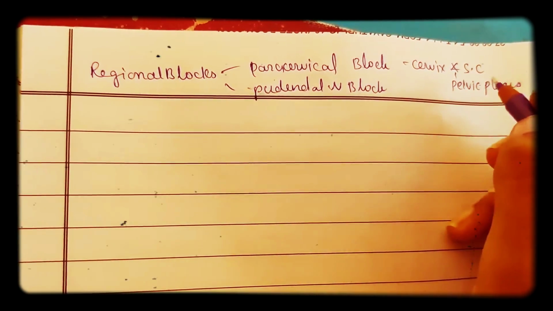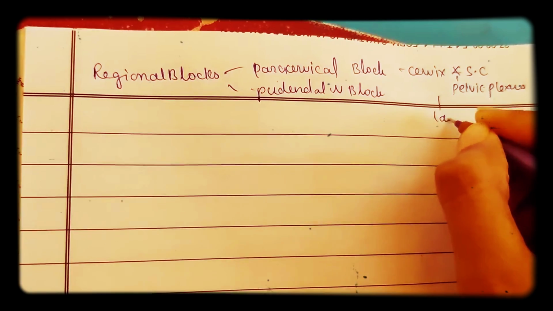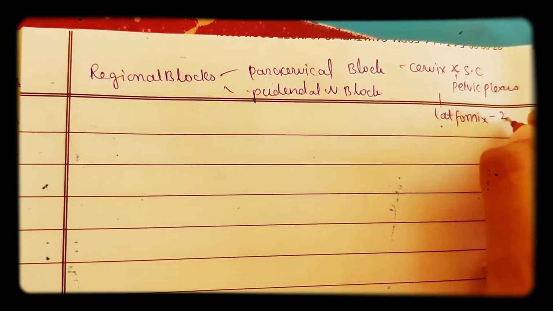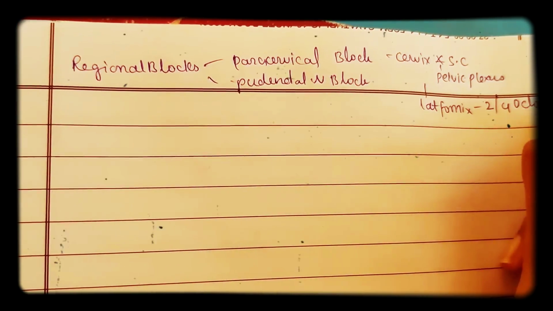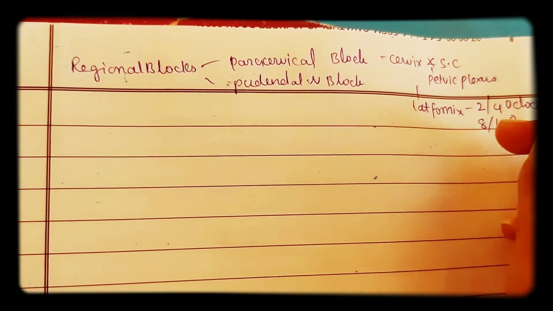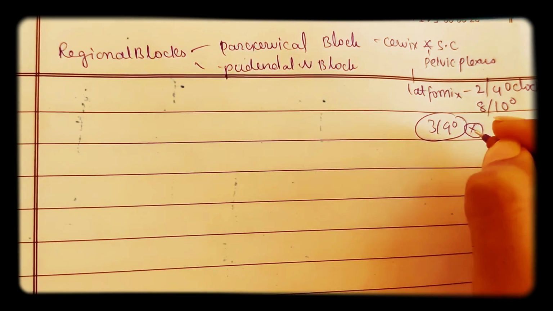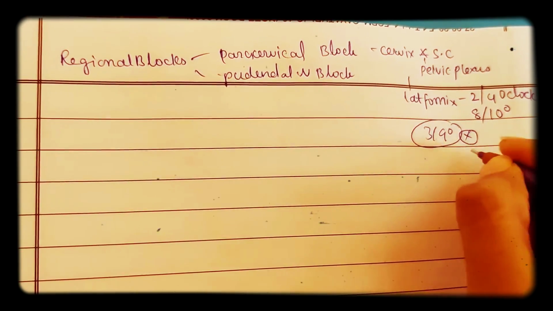Okay, so the site where you are going to give this injection is the lateral fornix. In the lateral fornix of the vagina you will give it, especially at the 2 or 4 o'clock position, or you can give it either at the 8 or 10 o'clock position. Remember, don't give the injection at 3 or 9 o'clock. Don't give it in this position, because there is a descending cervical artery.